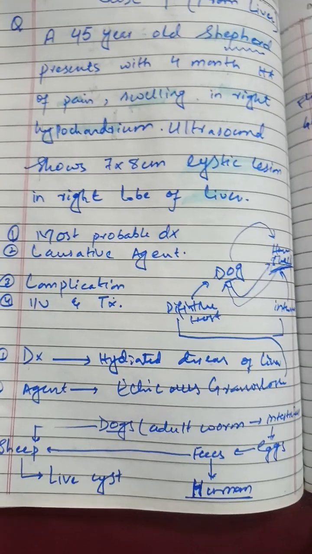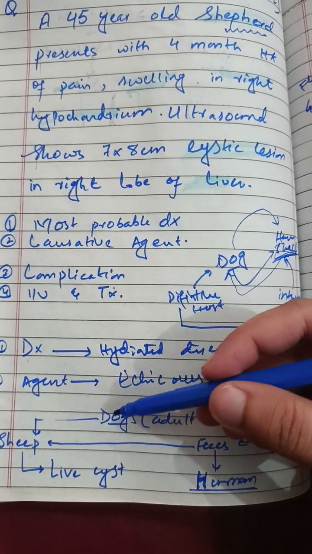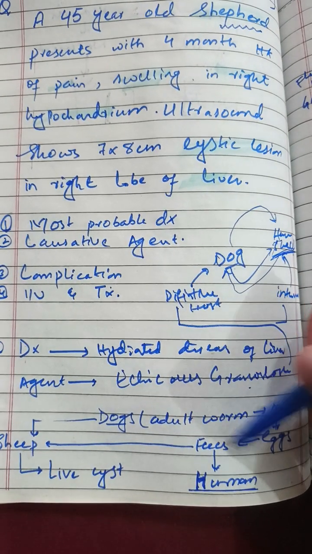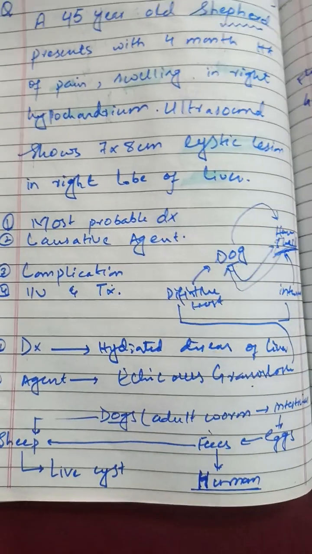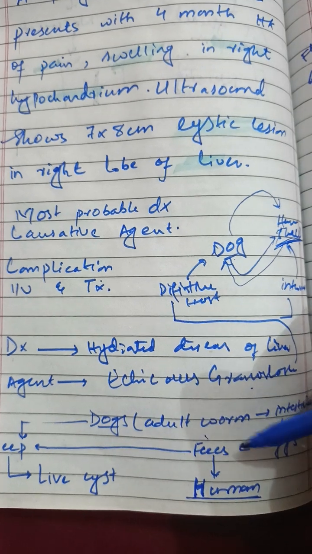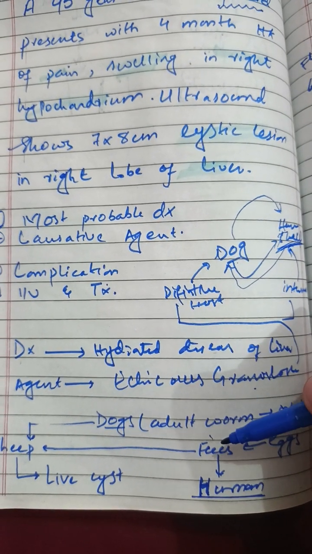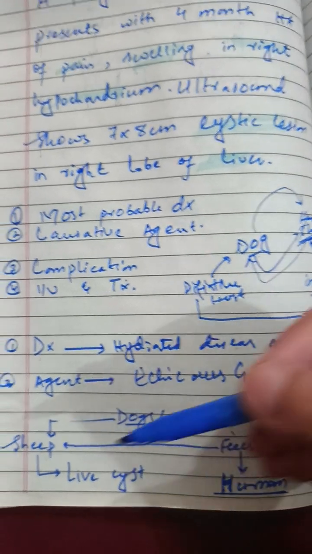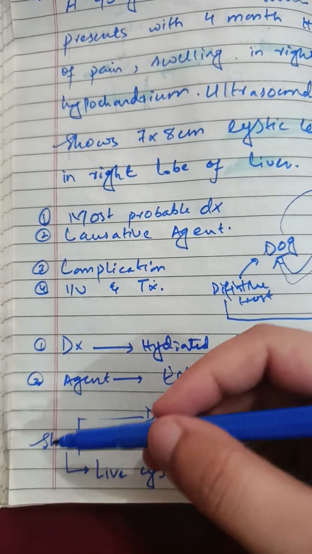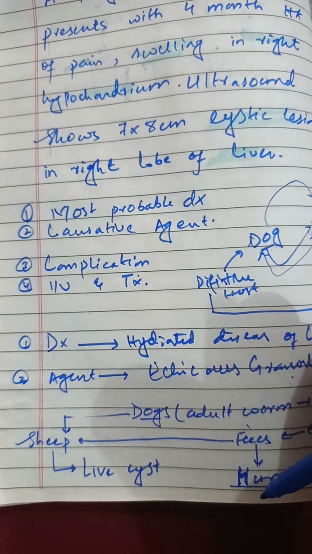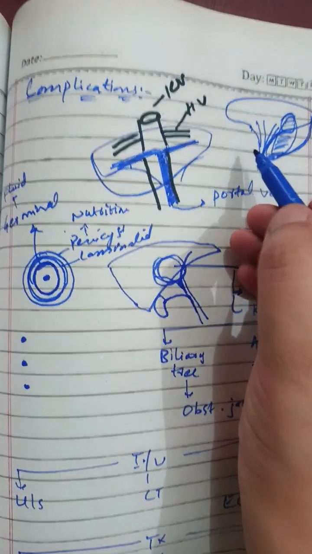So this was the agent: the worm enters the dog's intestine, lays eggs, and the eggs are excreted in the feces. Humans are infected by the feces of the dog directly, as well as the sheep, and hydatid cysts develop in the liver of the human as well as the sheep. Now what complication can the patient develop?